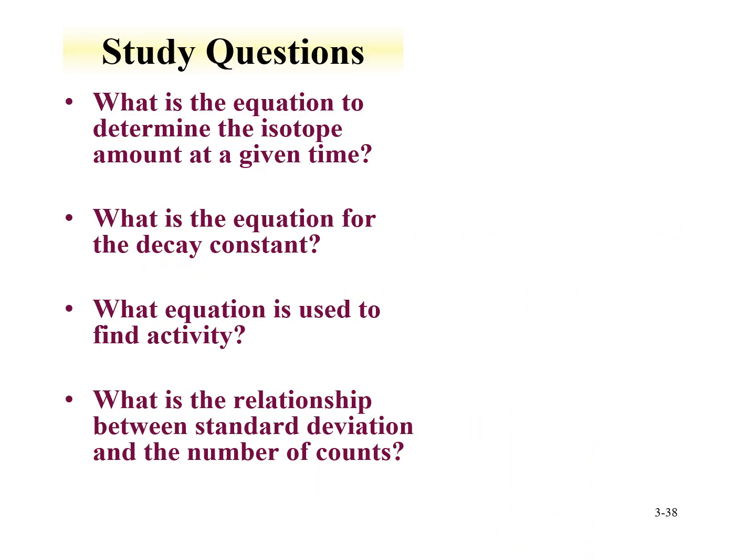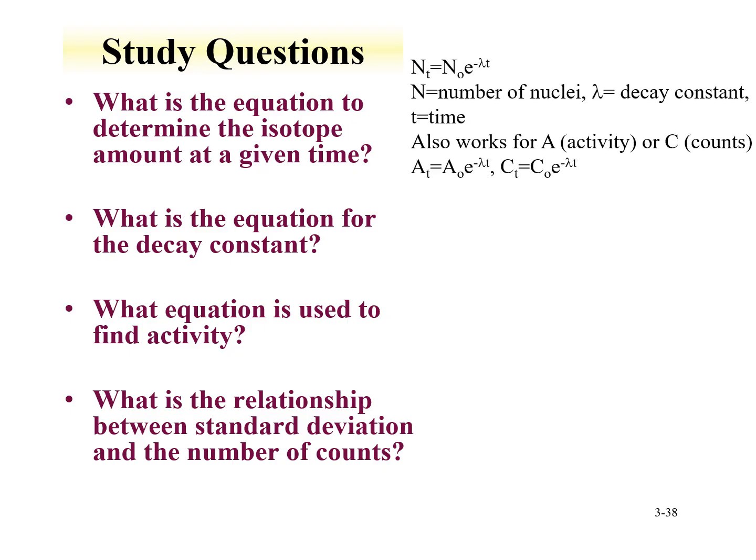So let's review some questions you should be able to answer based upon the lecture. What is the equation that is used to determine the isotope amount at a given time? That's a very fundamental equation, and the basis is shown here, where the n is the number of nuclei at either the initial or at the given time, lambda the decay constant, and then T. This also works for activity or counts or mass.